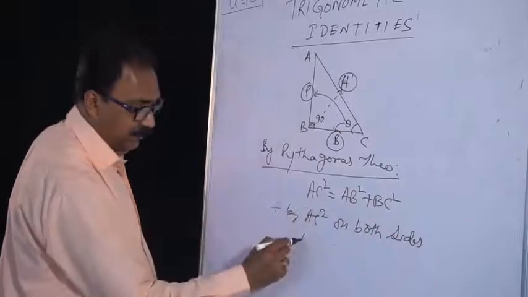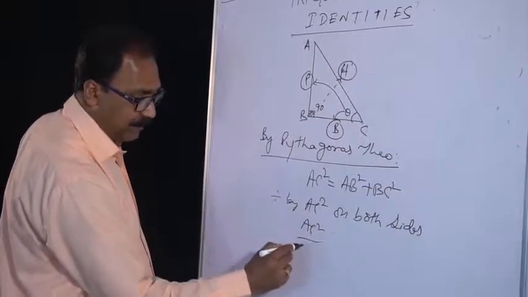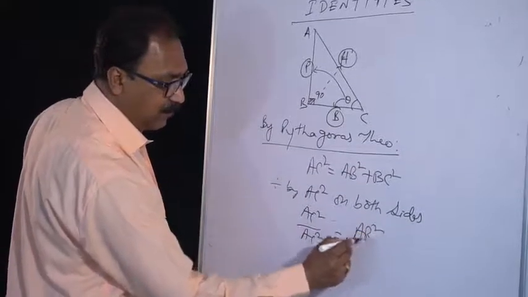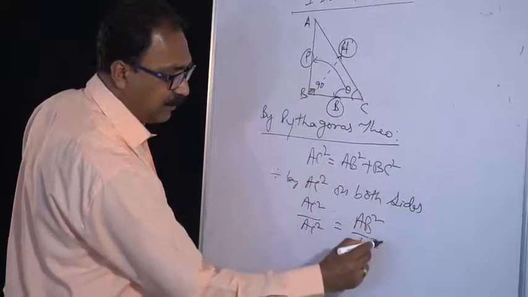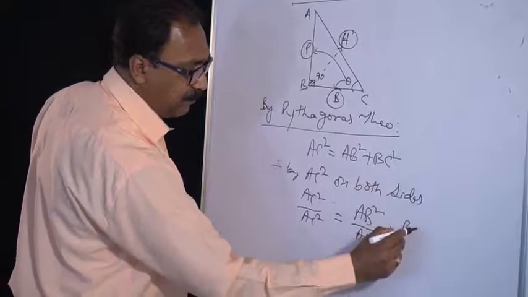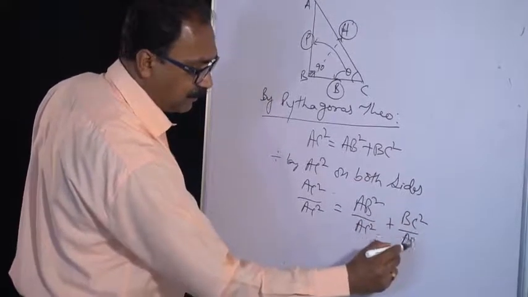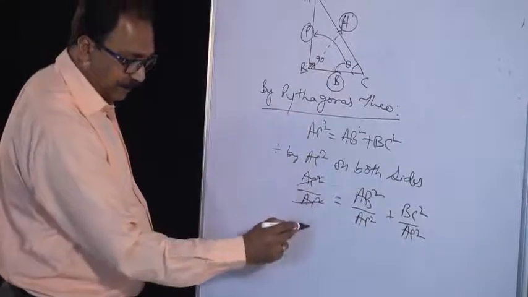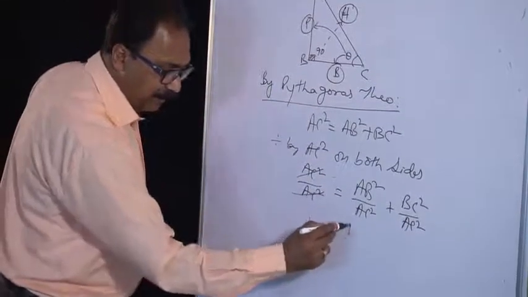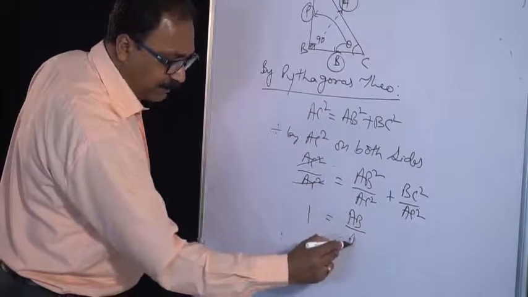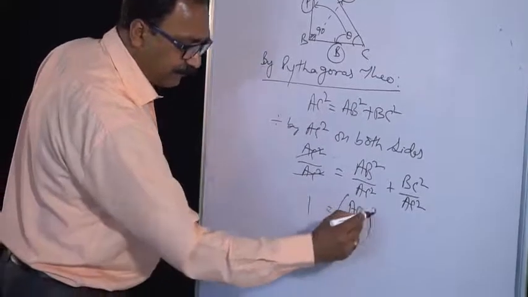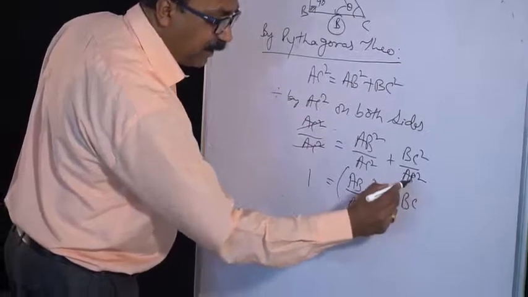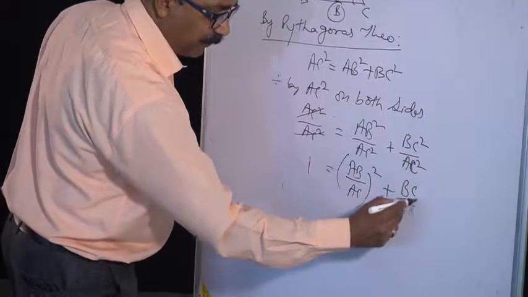So look at here, AC square by AC square equal to AB square by AC square plus BC square by AC square. Clear? So now it cancels. So we'll get 1. And what we have here? AB by AC whole square plus BC by AC whole square.